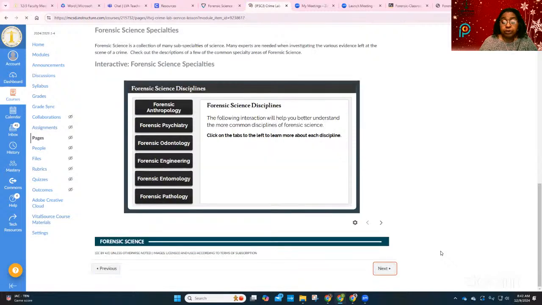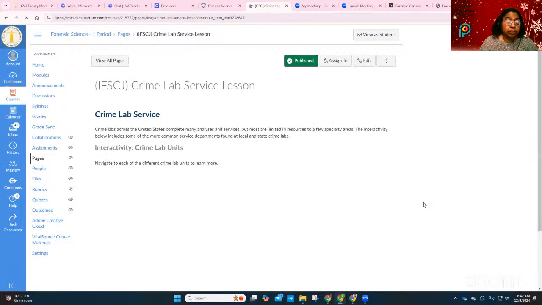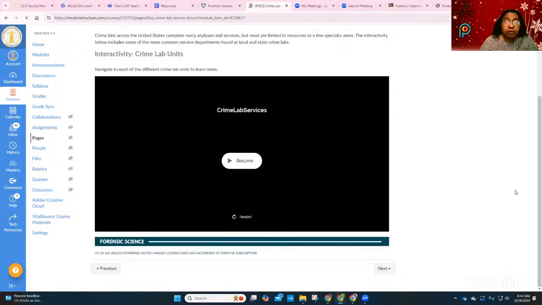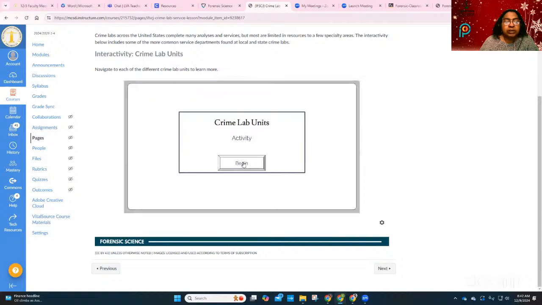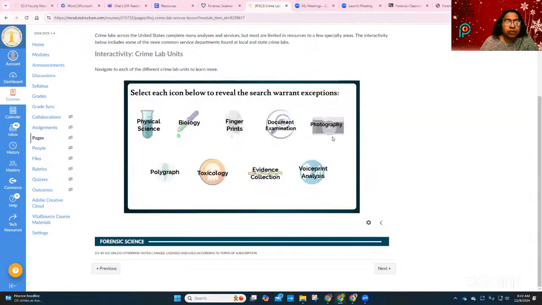All of this unit one that we did at the beginning is foundational information, so we need to know that. We talked about the different types of crime scene spaces, quadrants, and things of that nature. Go back and look at this.